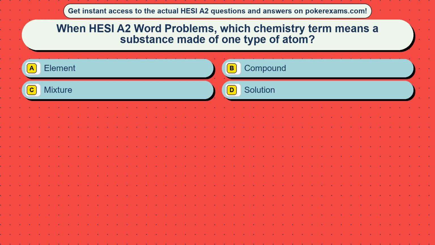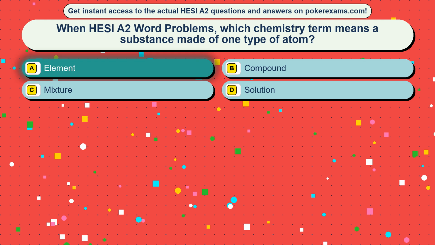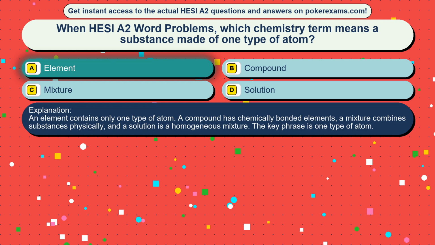Option A, element. Option B, compound. Option C, mixture. Option D, solution. The correct answer is option A, element. An element contains only one type of atom. A compound has chemically bonded elements, a mixture combines substances physically, and a solution is a homogeneous mixture. The key phrase is one type of atom.